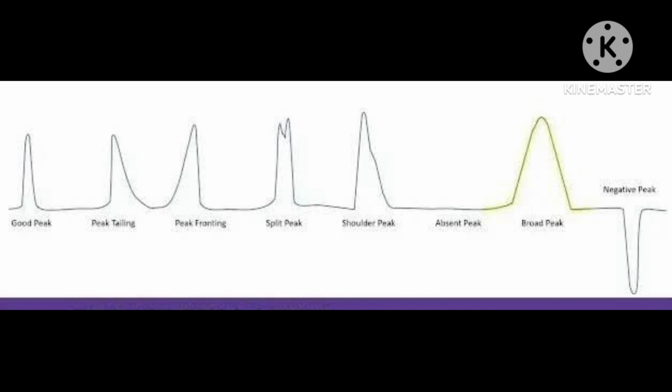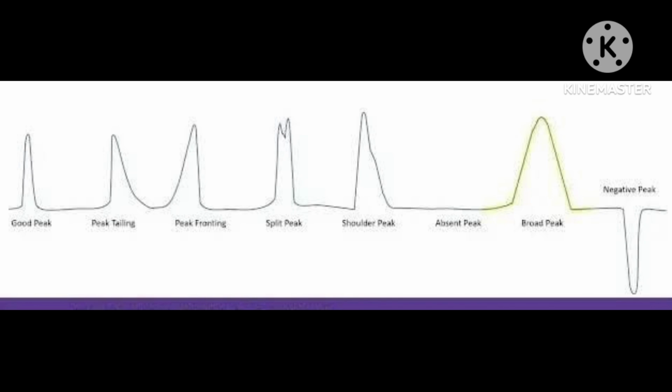Column temperature. If the column temperature is too low, the peak may appear broad, and increasing the temperature may help to sharpen it. Next one, column length. A longer column can also lead to more peak broadening.